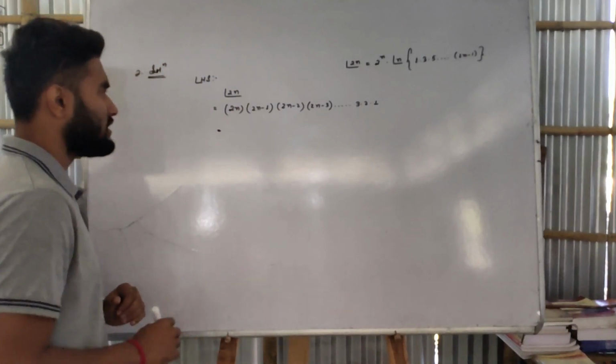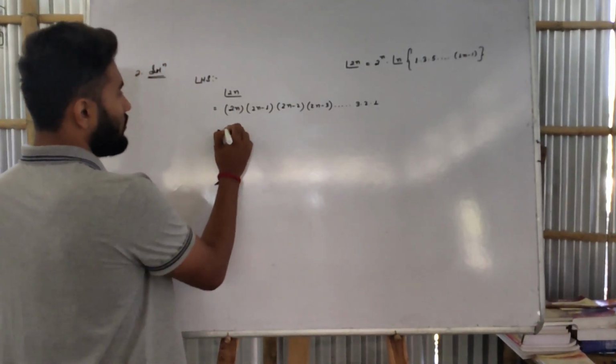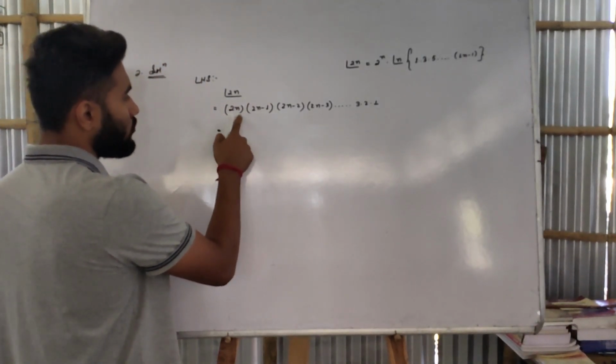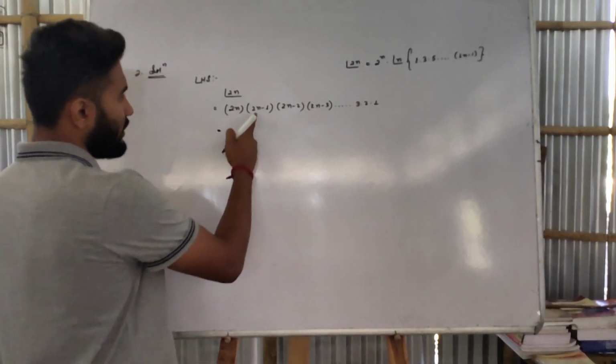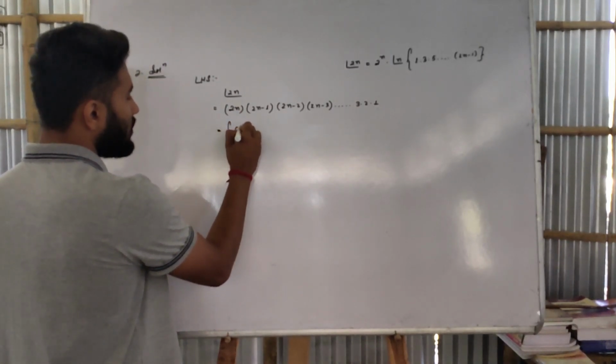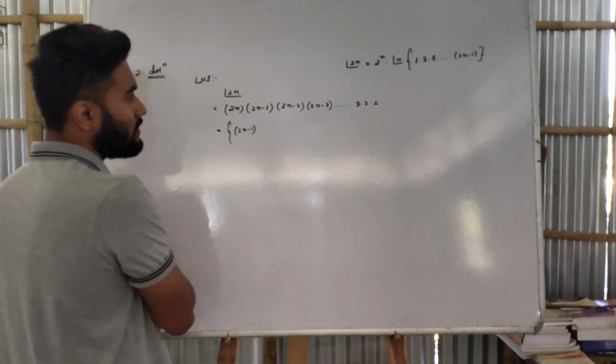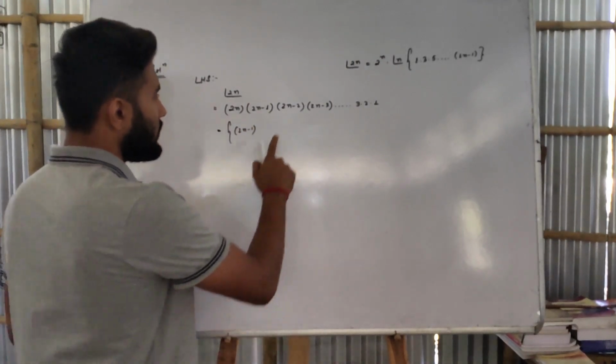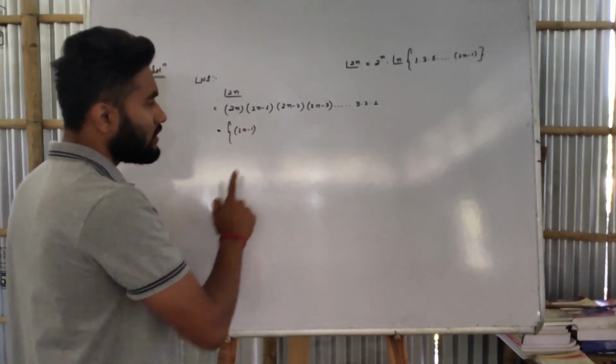So let us separate the odd numbers first. What is an odd number? Twice n is surely an even number, so definitely twice n minus 1 is an odd number. Twice n minus 2 is an even number.